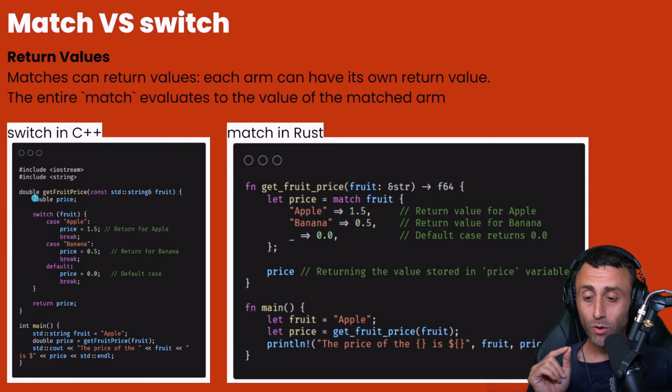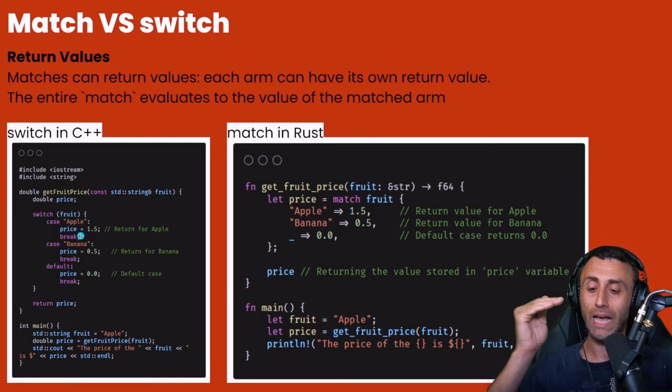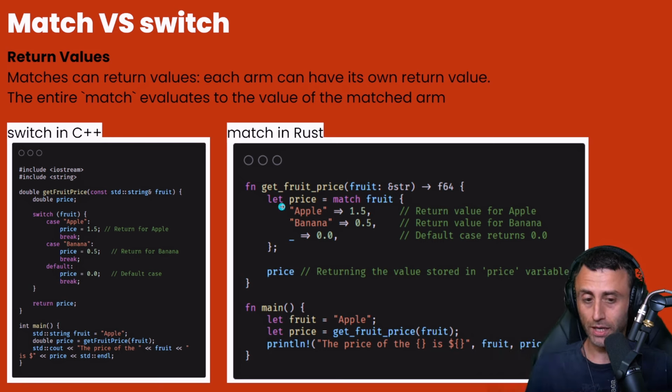We declare a variable here, double price, then we create this switch statement. We have different cases. Then, for each case, we assign a different value to this price, and then we use a break statement. Check this out. Let price equal match. The match evaluates to something. We can have let price equal match fruit, and then apple, arrow, number, banana, arrow, number. Else, this is basically the default, arrow, 0.